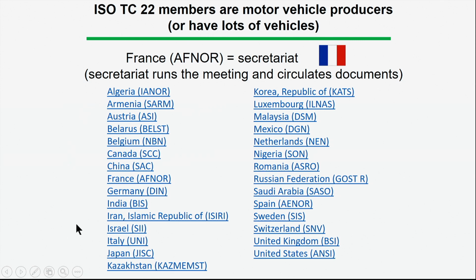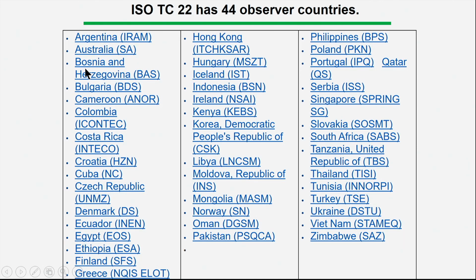Again, these are the larger countries and the countries that are more involved in vehicle production. In addition, here's the list of observers. So the list of observers is much larger. They really need to know what's happening, but for them, for example, Cameroon, there's not much automotive production in Cameroon, so they're less concerned about it, but they still need to know what's going on, and so hence it's important for them to be an observer, not a participant. The participants are the ones who vote.